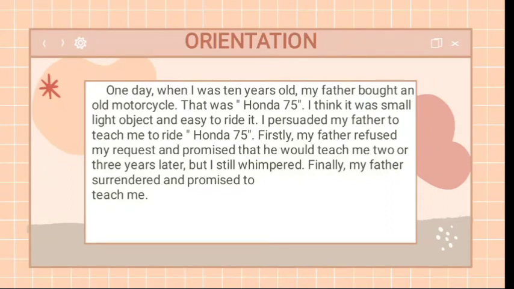Example of orientation. One day, when I was 10 years old, my father bought an old motorcycle, a Honda 75. I thought it was a small, light object and easy to ride. I persuaded my father to teach me to ride the Honda 75. Firstly, my father refused my request and promised that he would teach me 2 or 3 years later. But I still whimpered. Finally, my father surrendered and promised to teach me.